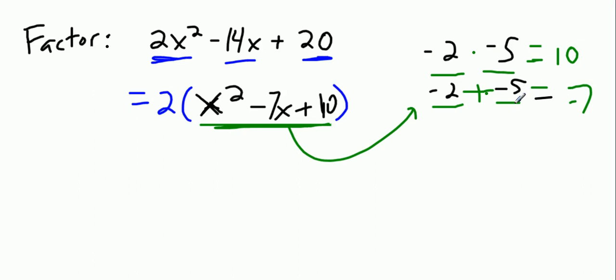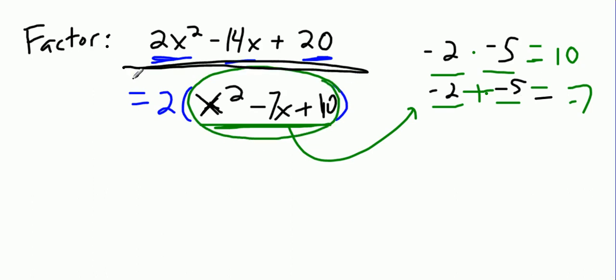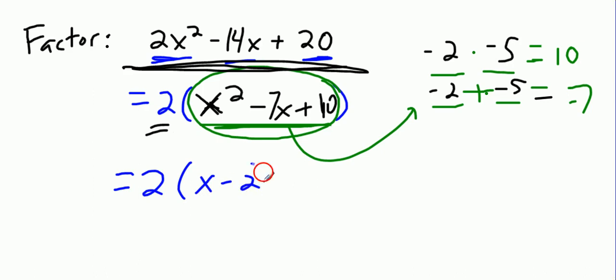Okay, so what do we do with that? Well, that, right, is the answer for this. Okay, what we can't forget about is that the original problem here also had this 2 in front. So what we're going to do is just carry the 2 down, right? And then replace the part that's underlined in green there with the part we got.